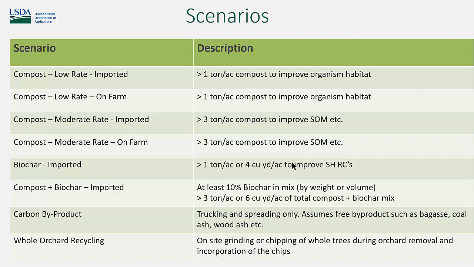Our next rate is what we're calling a moderate rate, and that has a lower threshold or a floor of 3 tons per acre. And still, that is not a lot when it comes to compost. However, that is just a different tier, if you will, of what we want to provide financial assistance for.